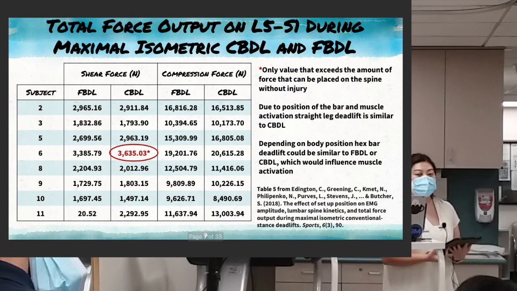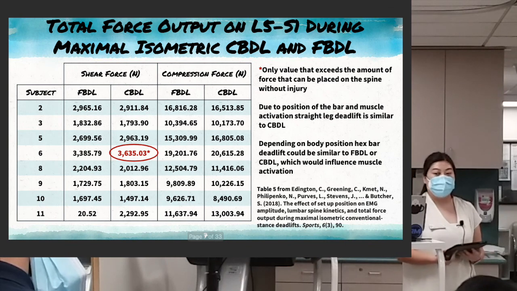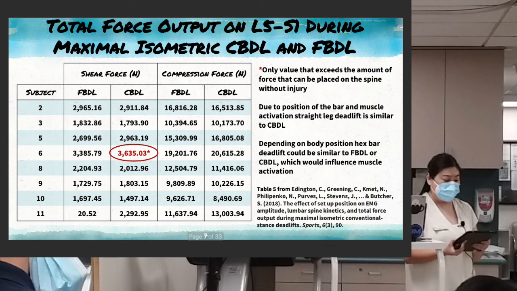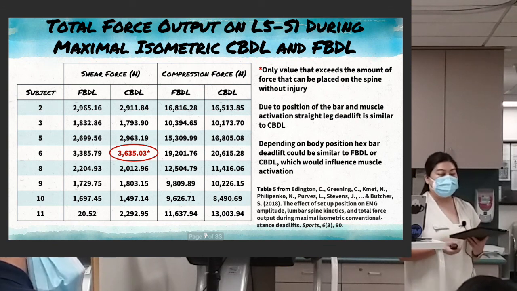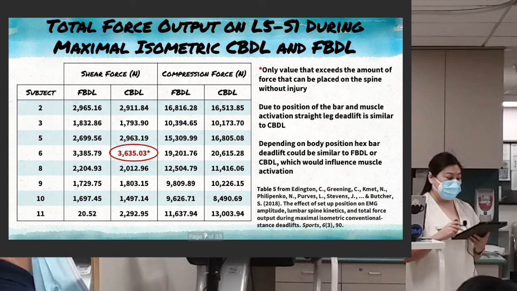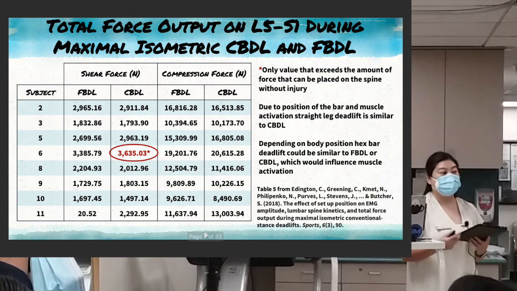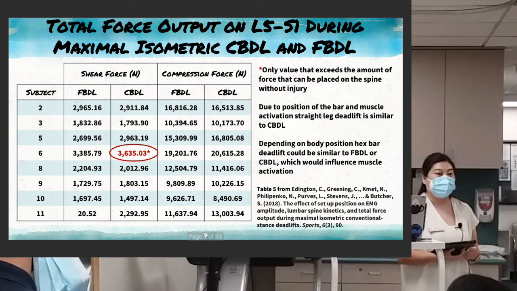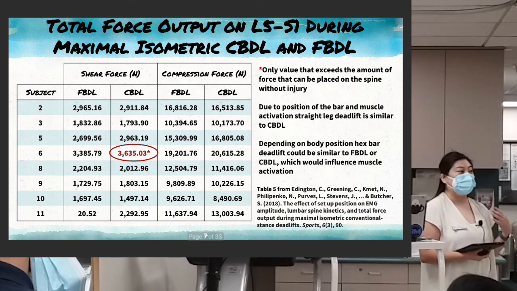Next is the total amount of force output on L5-S1 during a maximal isometric close bar deadlift and wide bar deadlift. So Eddington et al. looked at the shear and compression forces placed on the spine, specifically at L5-S1, during an isometric hold of the setup of a conventional deadlift. So they took experienced lifters, measured their 1RM, and had them hold a weight that exceeded that 1RM.